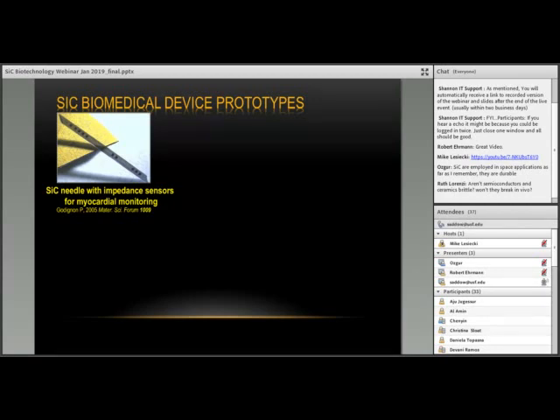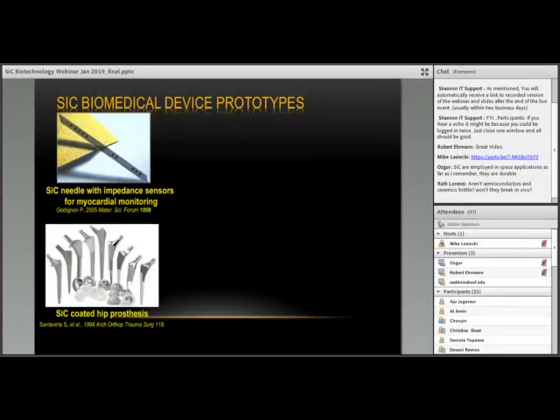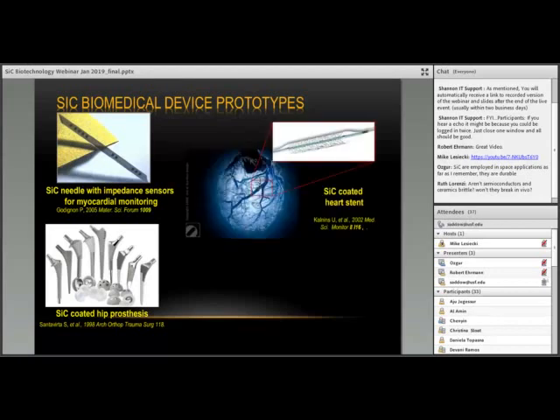There are impedance sensors for myocardial monitoring for the heart. There are silicon carbide coated bone prosthetic devices, again, to reduce inflammation caused by metallic ion, let's say, corrosion in the body and shedding of ions into the tissue. There's a very nice application for cardiovascular heart stents where these are coated with silicon carbide to reduce biofouling and thus give longer life to the stent.